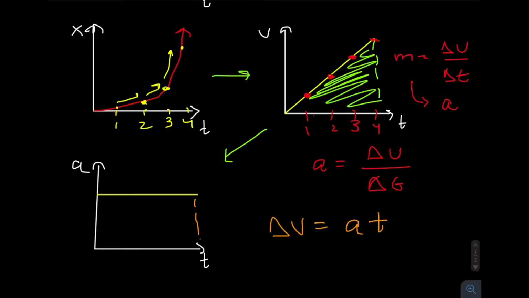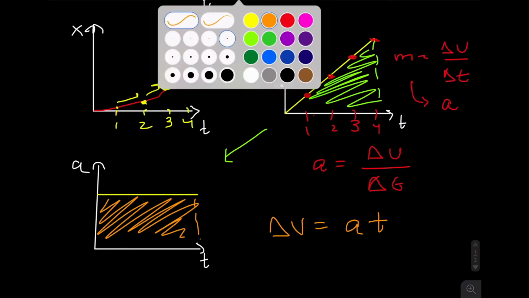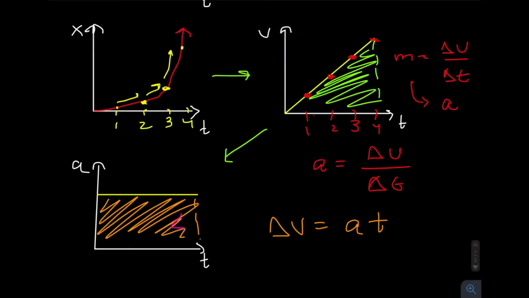Or acceleration times time. Again here, if we were to find the area under this line, this side length would be whatever our acceleration is, and this side length is whatever our t is. So the area of a triangle would be at. So again, we are seeing that the area under this curve right here is actually our change in velocity. So again, all these graphs are related, as we can see. So that means this is our change in velocity.